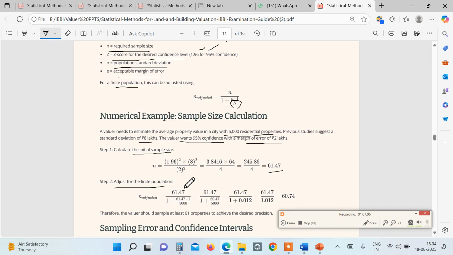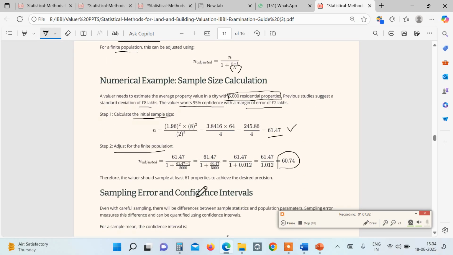See here it is 61.47. Formula is n, and you have calculated 61.47 divided by 1 plus (61.47 minus 1) divided by 5,000, which is this number, residential property, number of residential property. So you calculate the value comes out to be 60.47. So therefore the valuer should sample at least 61 properties to achieve this desired precision. This is how the sample size is estimated.